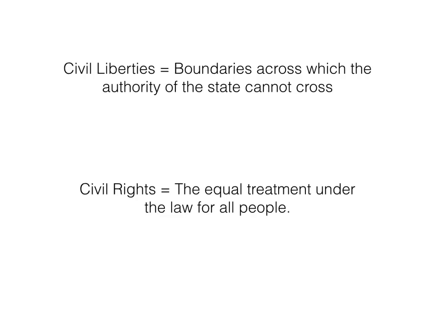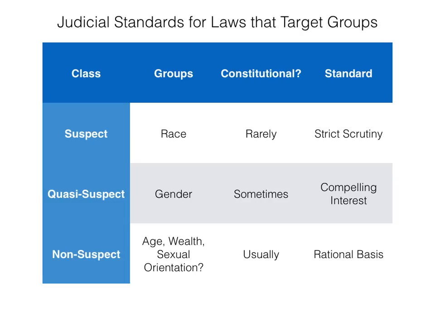Let's just bring up again the distinction between civil liberties and civil rights. Civil liberties are boundaries across which the authority of the state cannot cross. Civil rights are equal treatment under the law for all people. That's what civil rights are about, okay? And that's what we're going to be talking about for the rest of this slideshow.